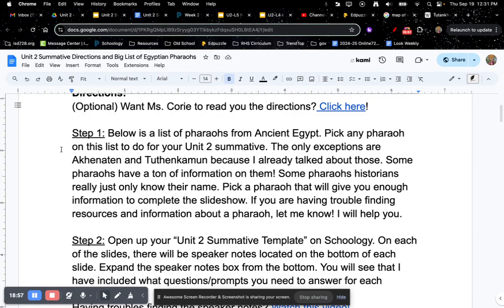Some pharaohs have a ton of information on them. Some pharaohs, historians really just only know their name. Pick a pharaoh that will give you enough information to complete the slideshow. If you're having trouble finding resources and information about a pharaoh, please let me know. I will certainly help you.